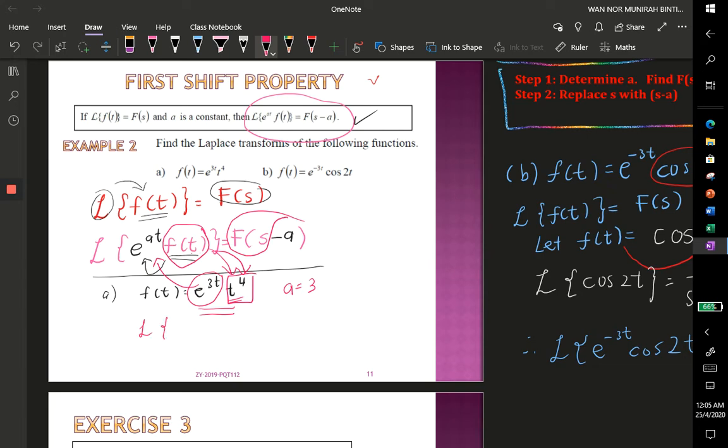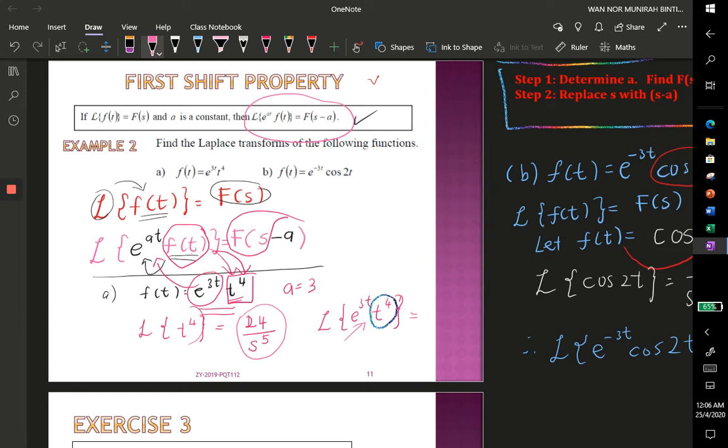Take the Laplace transform of t^4 first, then you have 4 factorial, which is 4, 3, 12, 24. Okay, 24 over s^5. Just refer to your table here. But this is not our question, t^4. Our question is Laplace of e^(3t) t^4. We already get the solution of Laplace of t^4, which is 24 over s^5, and we know that 24 over s^5 is F(s). But this is our question and the solution is F(s minus a).